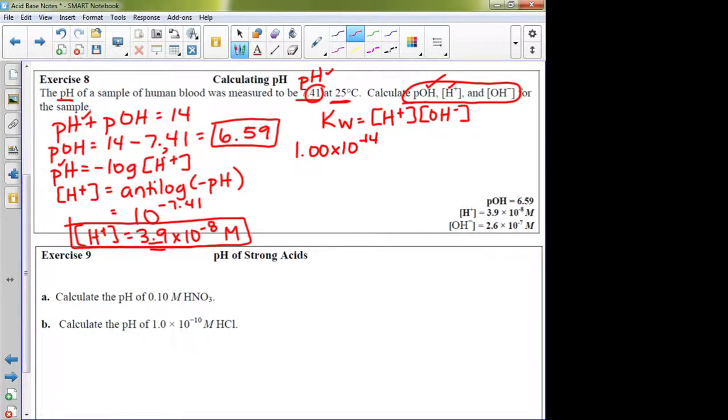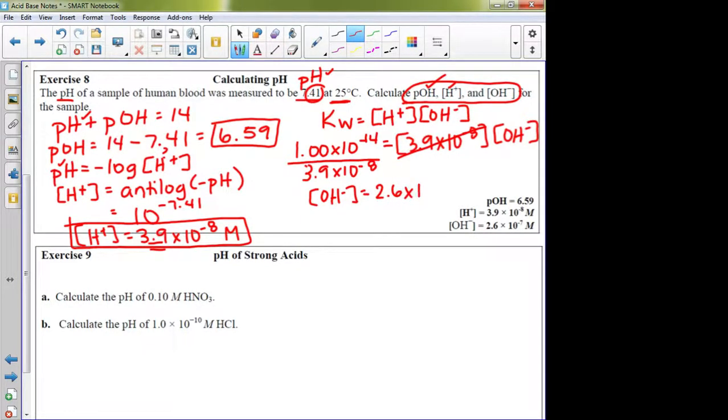Bella's on it today if nobody else is. All right. You can't answer it first. 1.00 times 10 to the negative 14th equals my concentration of hydrogen I just found, 3.9 times 10 to the negative 8, times my concentration of hydroxide, which is what I am looking for. Okay. How am I going to find it? Divide by 3.9 times 10 to the negative 8. So now my concentration of hydroxide is equal to 2.6 times 10 to the negative 7.